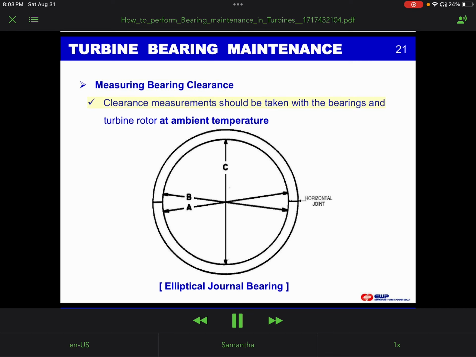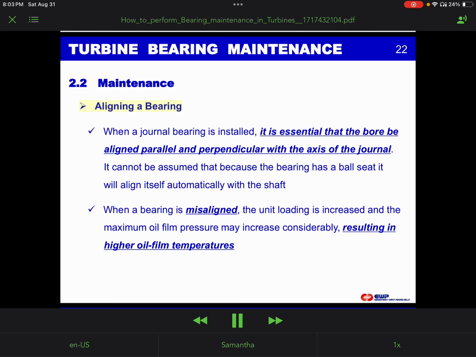Clearance measurements should be taken with the bearings and turbine rotor at ambient temperature. Turbine bearing maintenance 21. Aligning a bearing. 2.2 Maintenance. When a journal bearing is installed, it is essential that the bore be aligned parallel and perpendicular with the axis of the journal.